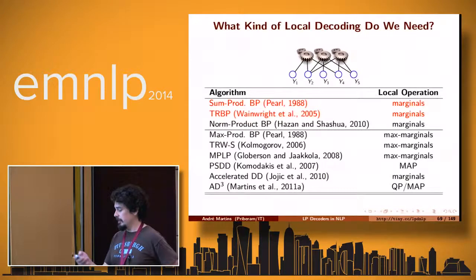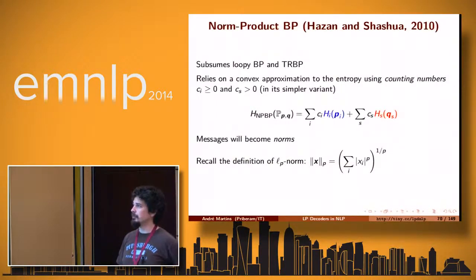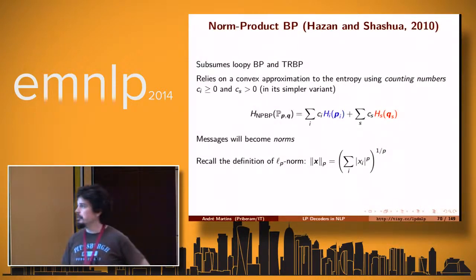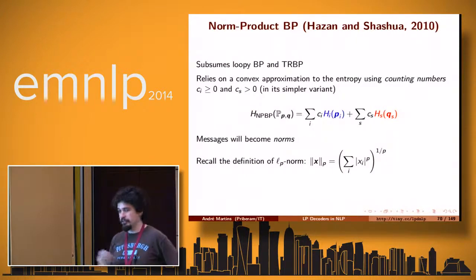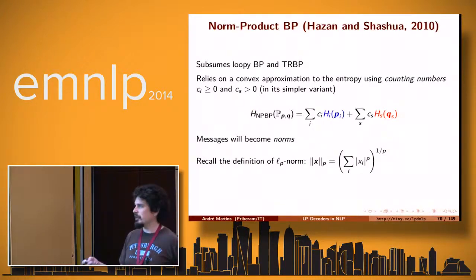All right, so we still have this second row of the table. The local operation is still computing marginals. Now let's look at another algorithm, the norm product BP, that subsumes the previous two. Again, this relies on a convex approximation to the entropy using counting numbers. So now, instead of coming up with a covering of a set of trees that cover the original graph, we directly specify these parameters Ci and Cs. These are called counting numbers. And then we define the entropy approximation as the combination of these two numbers.